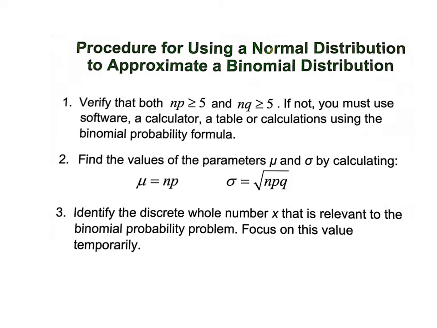Okay, 6 steps you must take. Number 1, if you're going to try to do this, verify that both of these are bigger than 5. You can use your calculator, whatever. If they're not, then you're done already, and you must do the regular binomial stuff that we've already learned how to do. After you verify that that is true, find your mean and standard deviation using those formulas. Number 3, identify your x, your discrete whole number x that the binomial problem is talking about, and we're going to focus on that value temporarily because we're going to change it just a little bit.